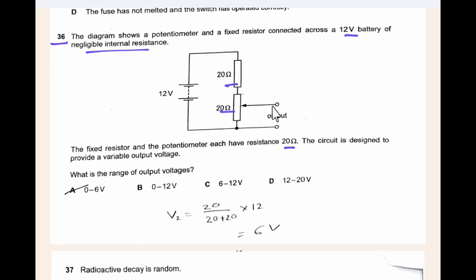So first of all, if the contact is at this point, then as we can see that there is no resistance, so the voltage value is 0. That is given in A and B, so C and D are wrong. Then if the contact is at this point, that is the highest point, then we would get a voltage that is V2. So V2 is equal to R2 by R total into V total. So we would get 6 volt. So the highest voltage is 6 volt. So the option A is correct.